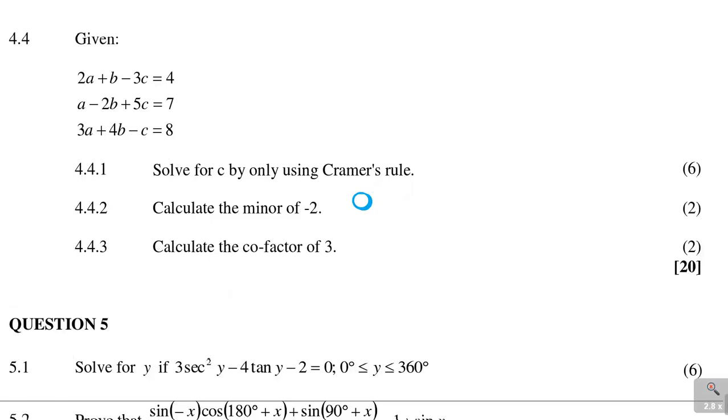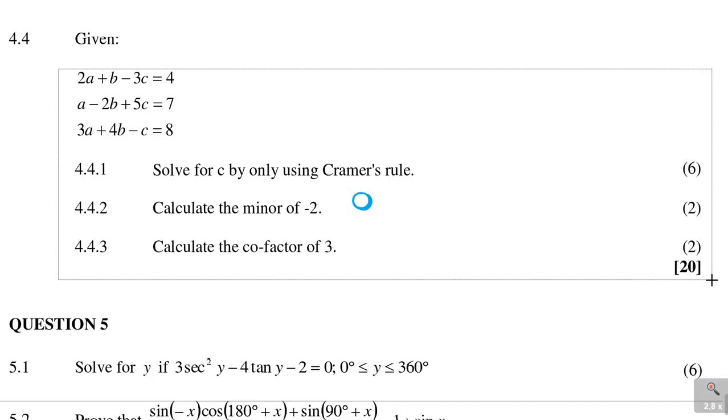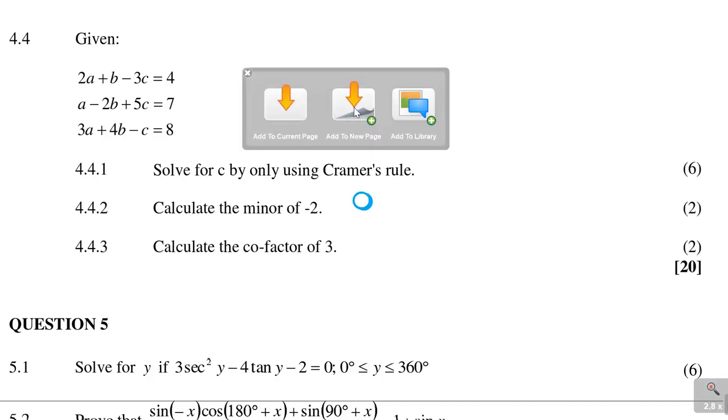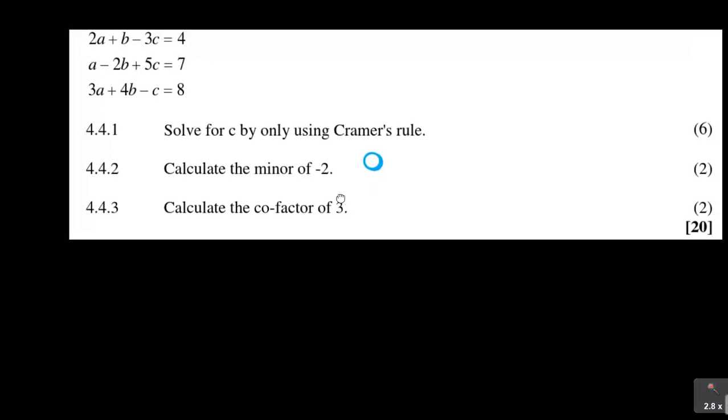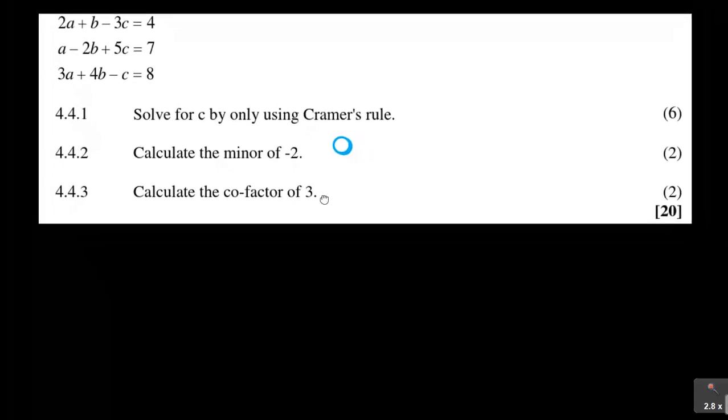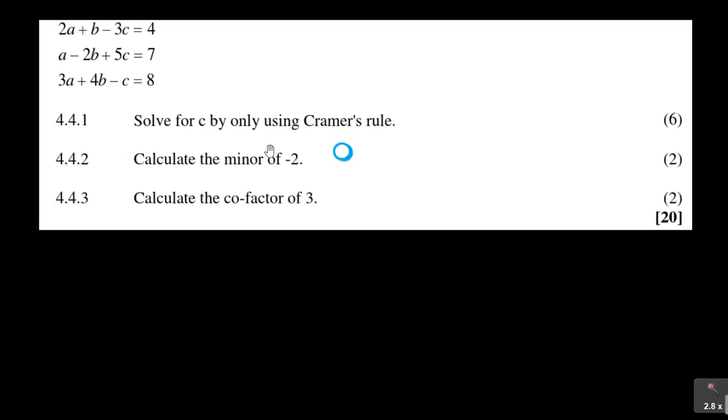Now if I can snap this out, just to take what I'm given here and work on it from a new page. So this is what we're given, as you can see the question. So that's what we have, and in this particular instance we are supposed to solve. It says solve for c by only using CRAMER'S rule, and that is 6 marks. So you see, this particular question only restricts you to solve by using CRAMER'S rule. So how do we go about that?